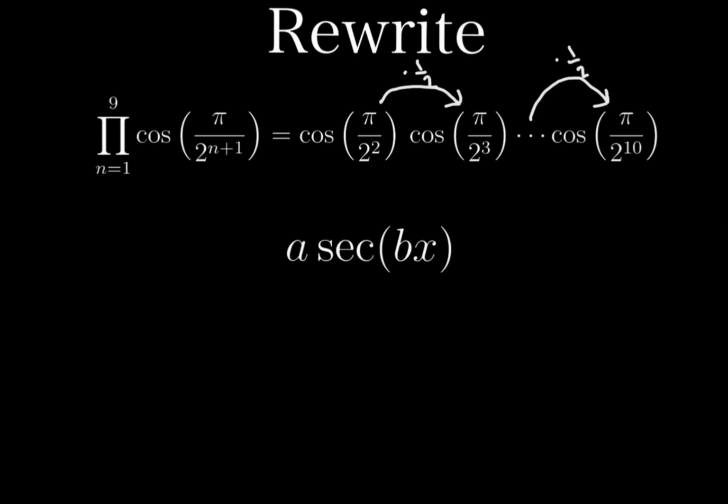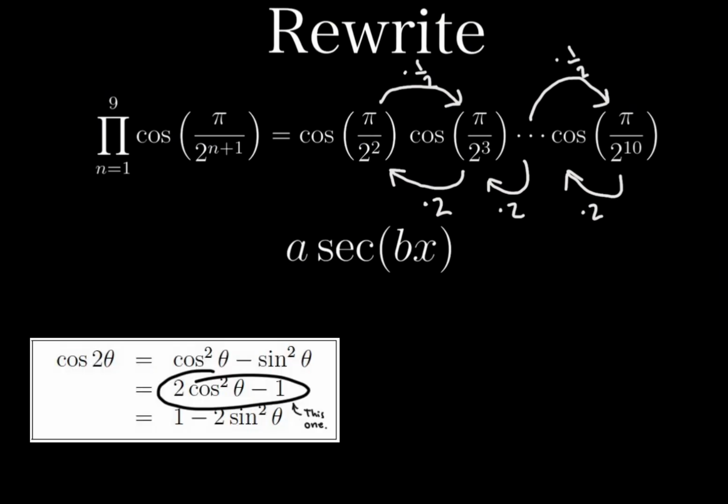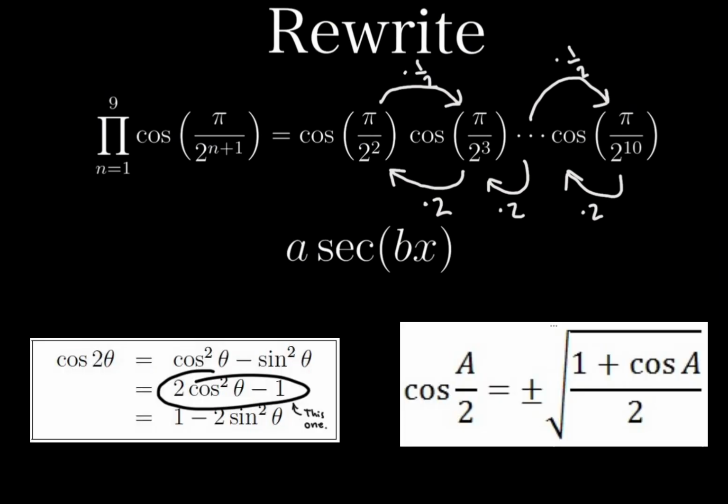Another way to look at this is if we look at the first term first, it's pi over 2 squared. And we know that pi over 2 squared is 2 times pi over 2 cubed. So the first term is actually double the second term. And this pattern will keep on going until we get to pi over 2 to the 10th, right? So we're multiplying by 2 each time. This observation makes us think of both the double angle formulas and the half angle formulas for cosine.